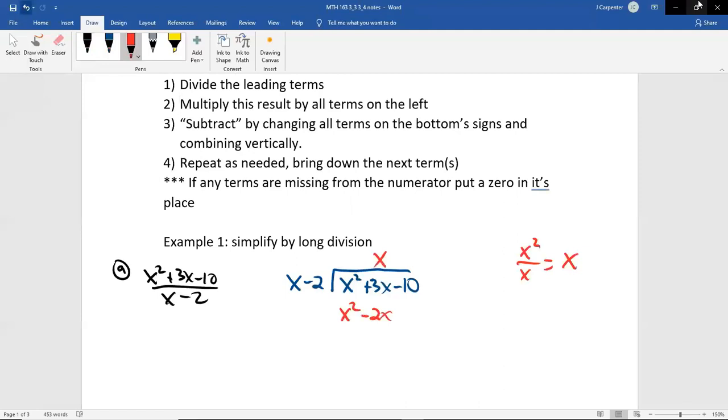Now, before I continue, I'm going to do something very unusual that I suggest you do as well. And here's the reason. Step 3, you're going to change all the signs. I don't want to erase the previous signs. I want to just put them above and say, use the top one.